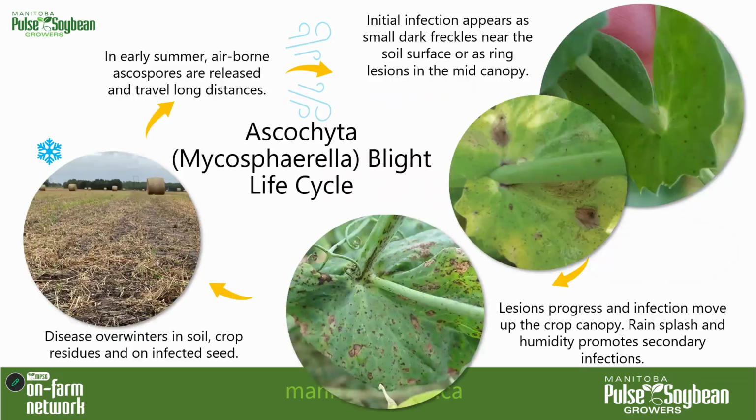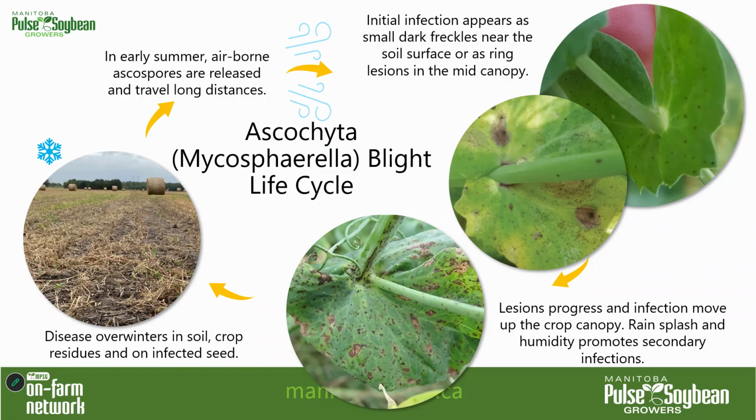Before we start, let's first look at understanding a bit more about a serious disease in field peas. Mycosphaerella blight, also called Ascochyta disease complex, is our main yield robber and target disease of fungicides in field peas. So let's take a look at the life cycle.